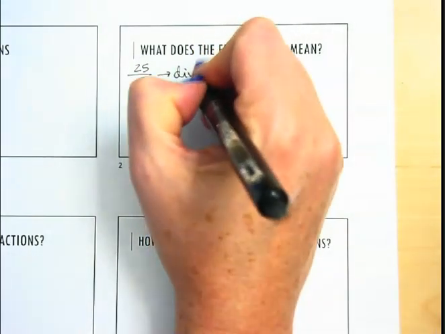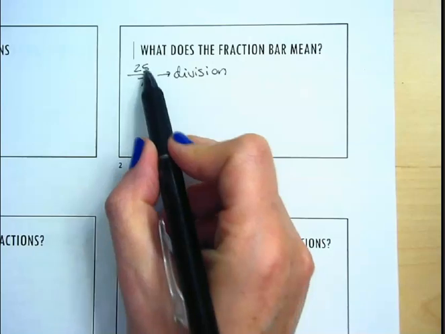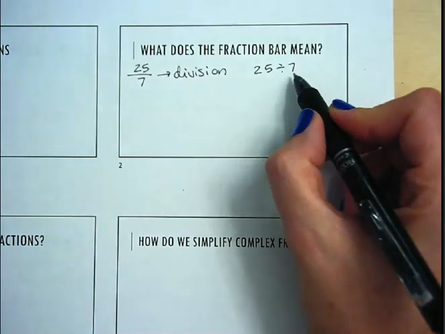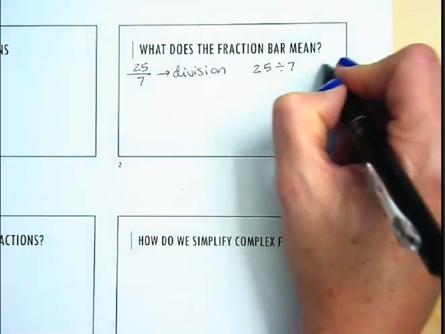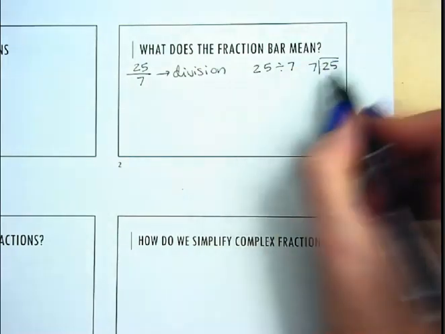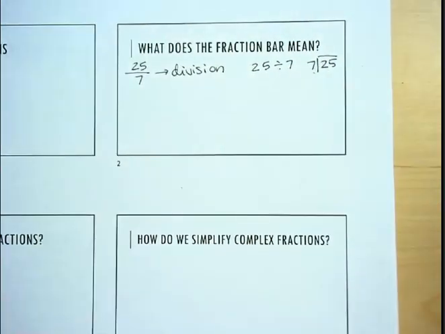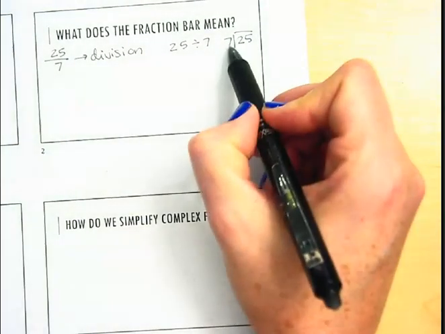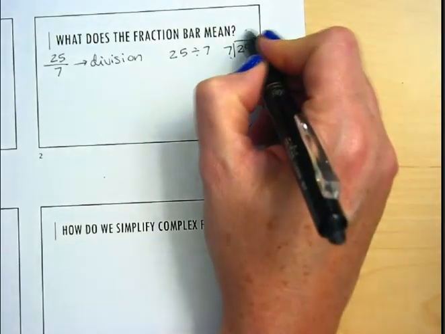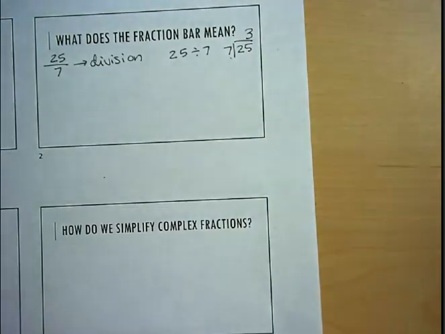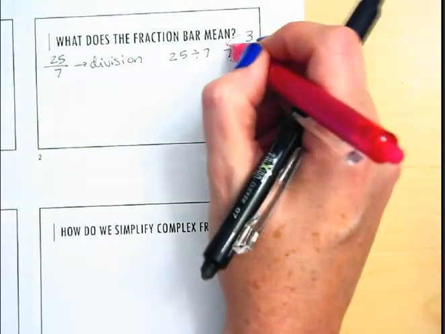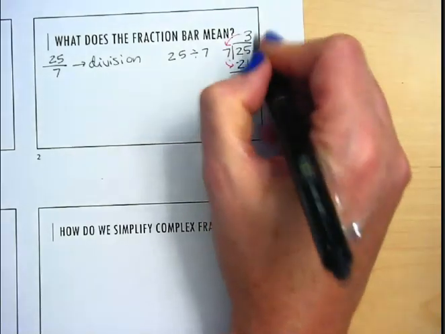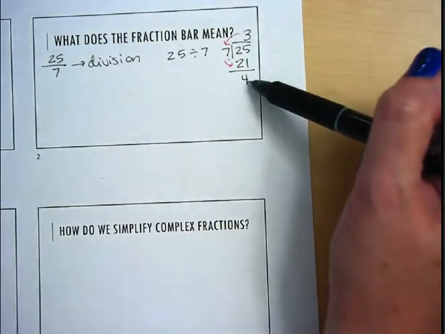That bar means division. So 25 over 7 is the same thing as 25 divided by 7 written like this. And it's the same thing as 25 divided by 7 written like this if I was going to do long division. So if I am going to do long division here, I would start like this. 7 goes into 25 3 times. And then what I do with that 3 is multiply it by the 7, bring it down here as 21, and then subtract it from the 25. And now I have a remainder of 4.